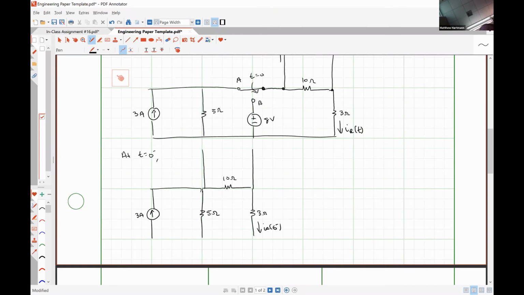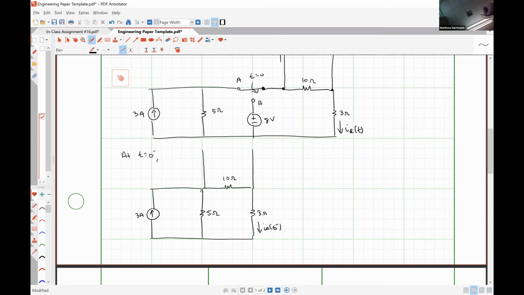What do I do with my inductor for t equal to 0 minus? I forgot. So at t equal to 0 minus and t equal to infinity, we are at DC steady state. So we need to use the DC steady state equivalent of our inductor, which means to a DC circuit, an inductor looks like a short circuit.